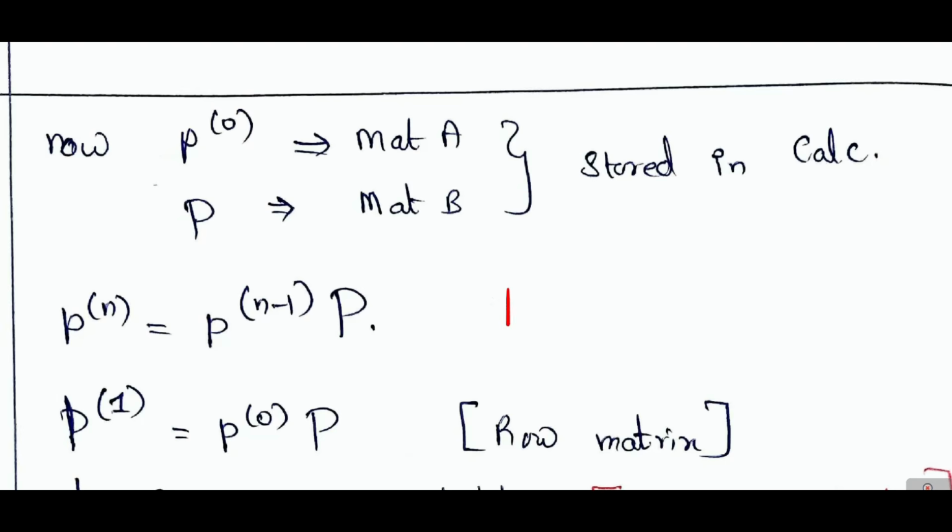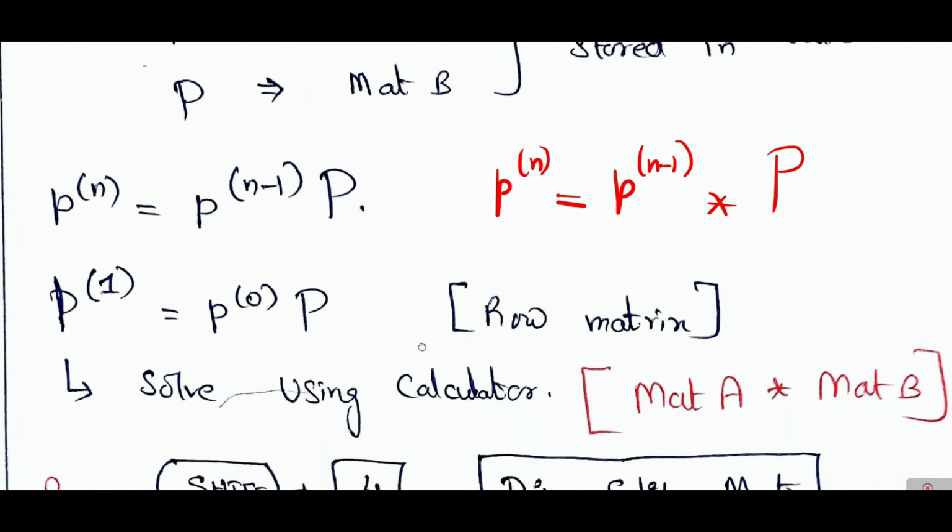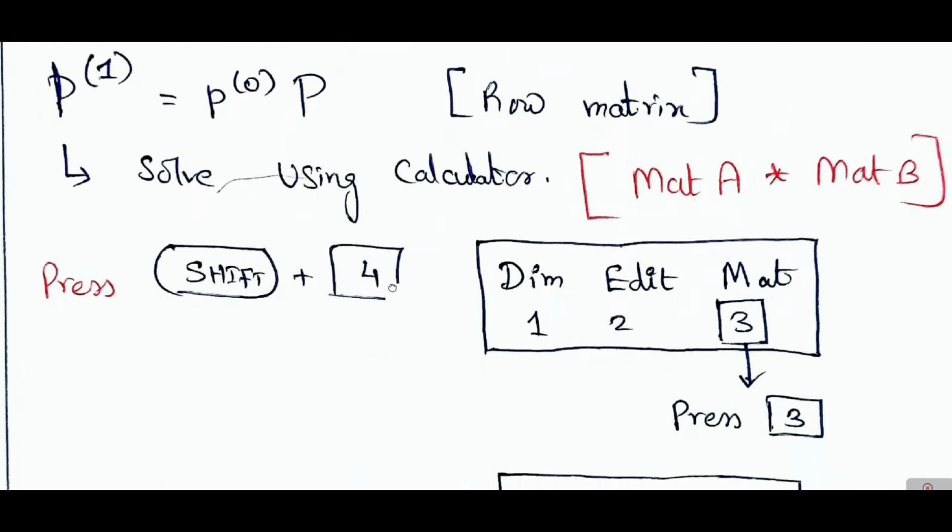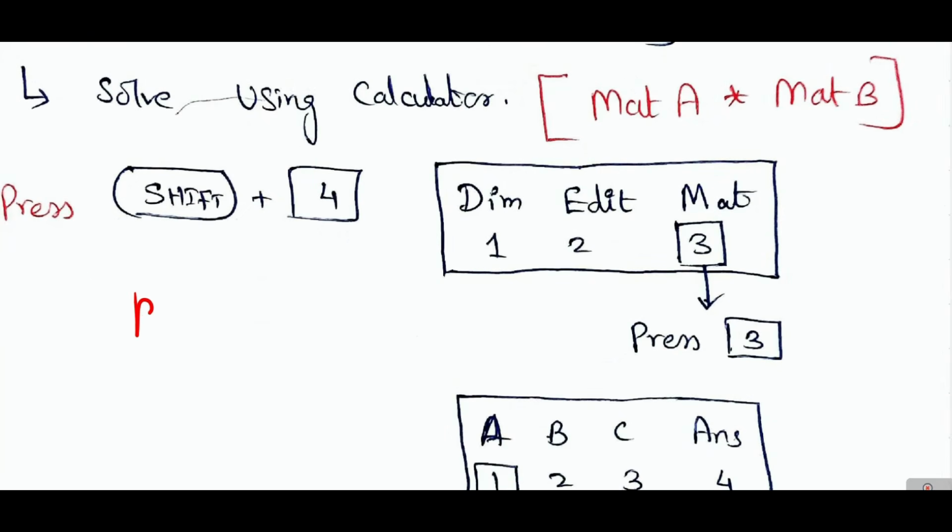Now we know the relation how to find Pn. It is nothing but Pn minus 1 into the transition probability matrix capital P. So if you want to find P1, it is going to be P0 into capital P. So how to solve in calculator? So now P0 into P is nothing but P0 is my matrix A, capital P is going to be my matrix B.